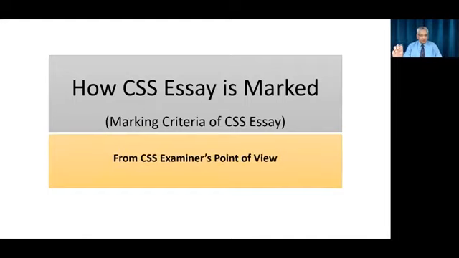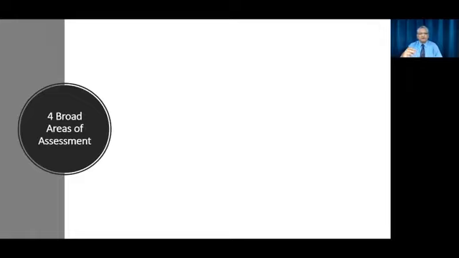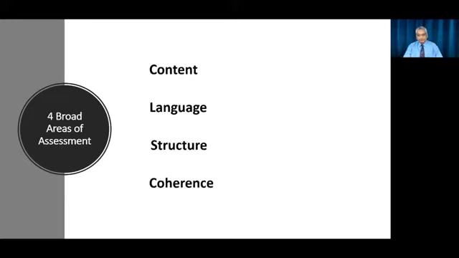The first and foremost thing to remember in this marking procedure is that the CSS essay marking is split into four broad areas of assessment, chief among which is content, then language, the structure, and coherence. Some people believe that coherence is a part of language, whereas in FPSC, there is a very clear marking for coherence being a separate area of assessment by itself.